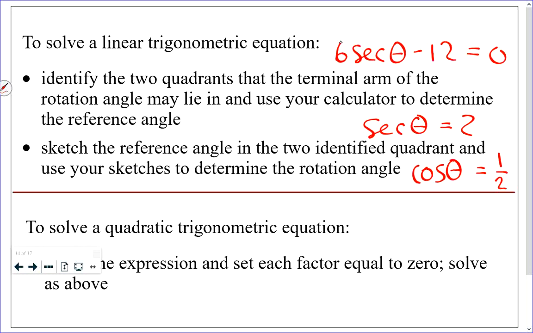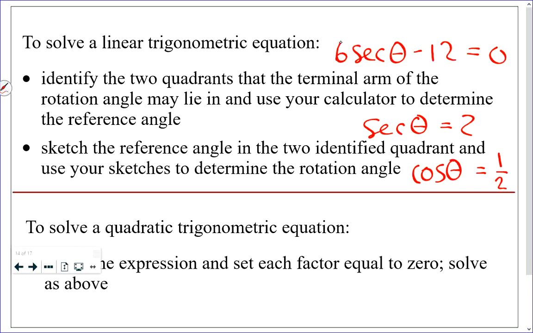If you don't, then what you have to do is this third point. Find the reference angle, identify the two quadrants, do the sketch, determine the rotation angles. So you would sketch a terminal arm in quadrant 1 with a reference angle of 60 degrees, which would be what you would get if you went inverse cos of 1/2. You get 60 degrees, and you would say since cosine's positive, it's in quadrant 1 and quadrant 4.